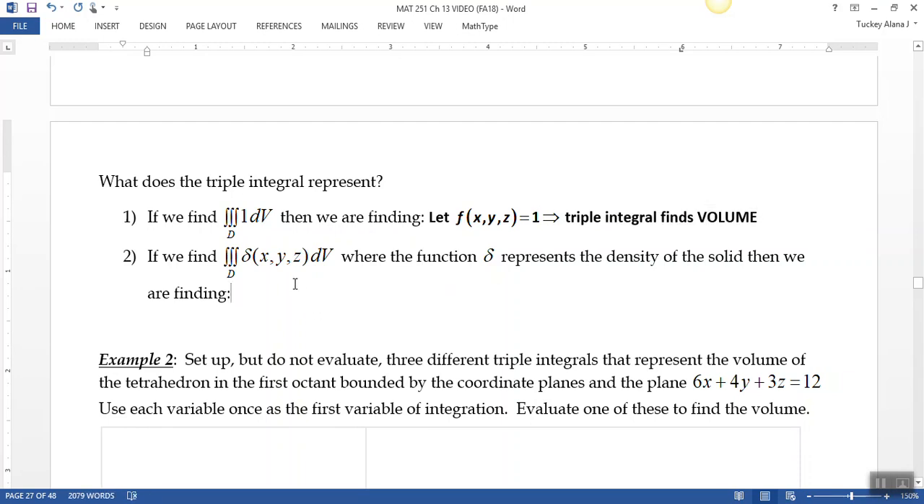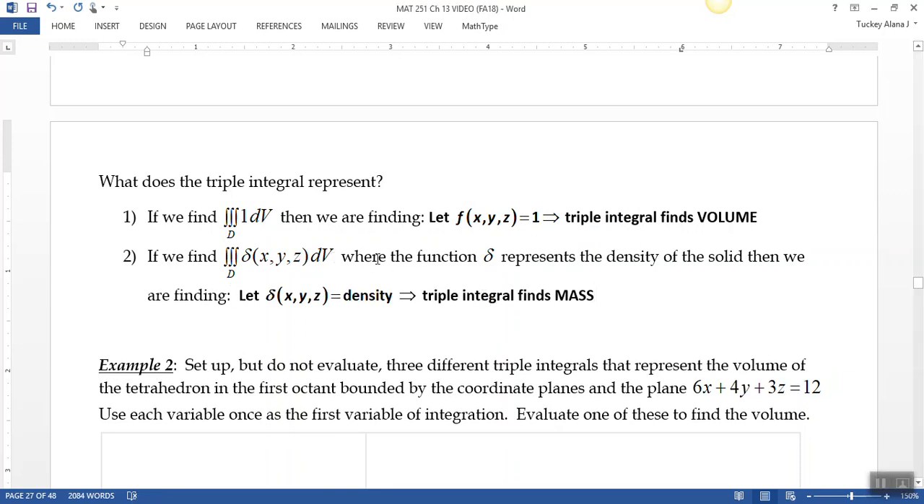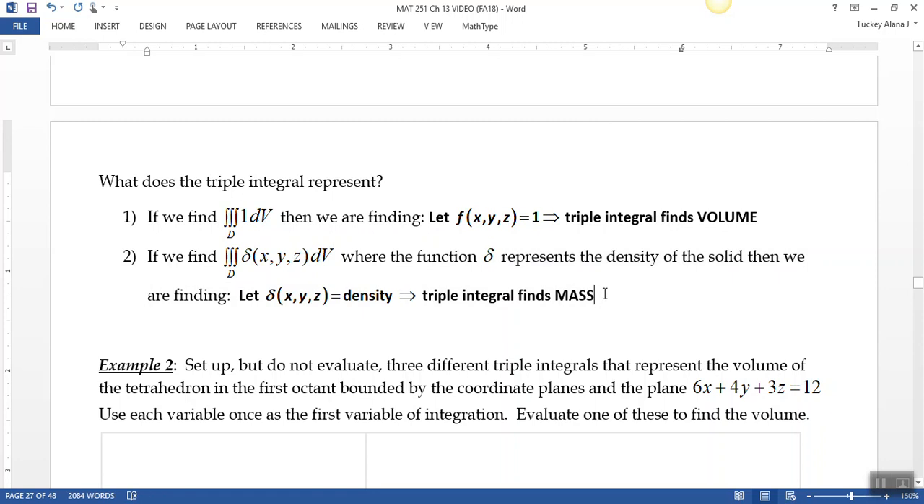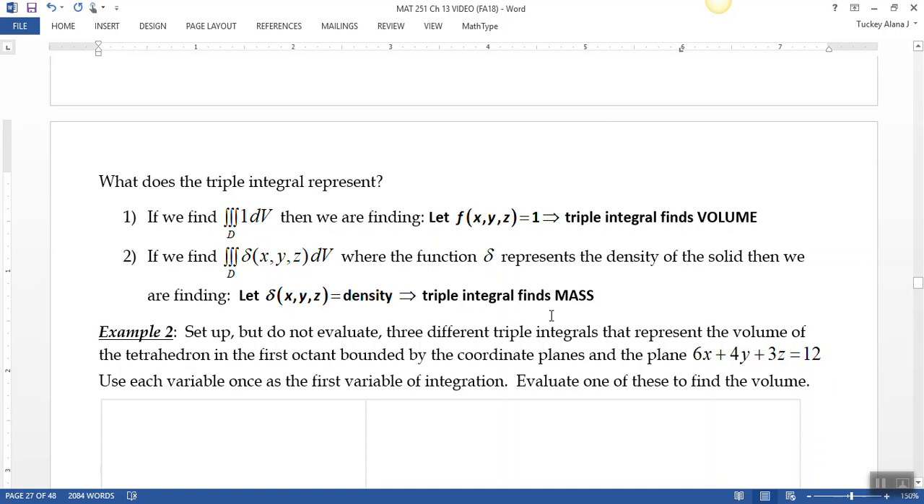Now, what if it's not constant? What if it's not 1? Then what are you finding? Well, you're finding delta. This is the Greek letter delta, which represents the density of the solid. And if we integrate that density function, so the function itself is the density, then the triple integral will represent the mass of that object. So the object is defined by the limits of integration D, your function delta represents density, and your triple integral will find the mass of that object.